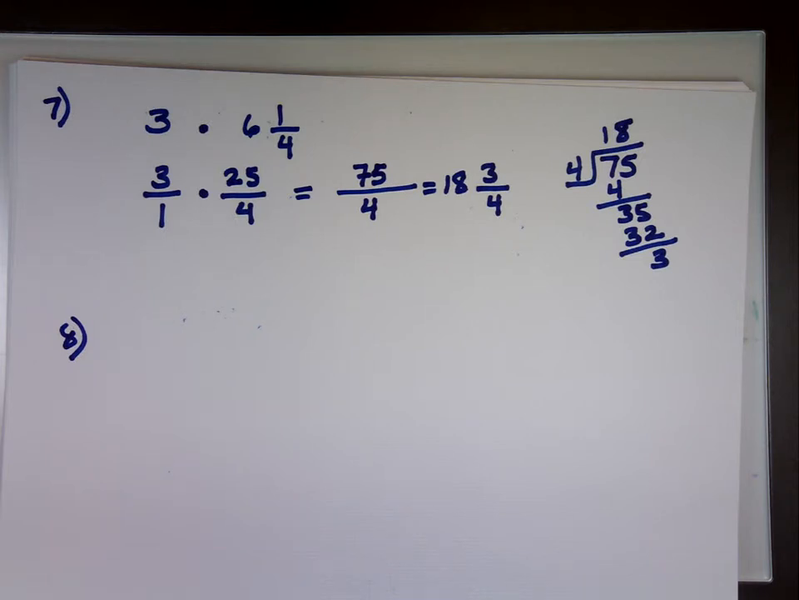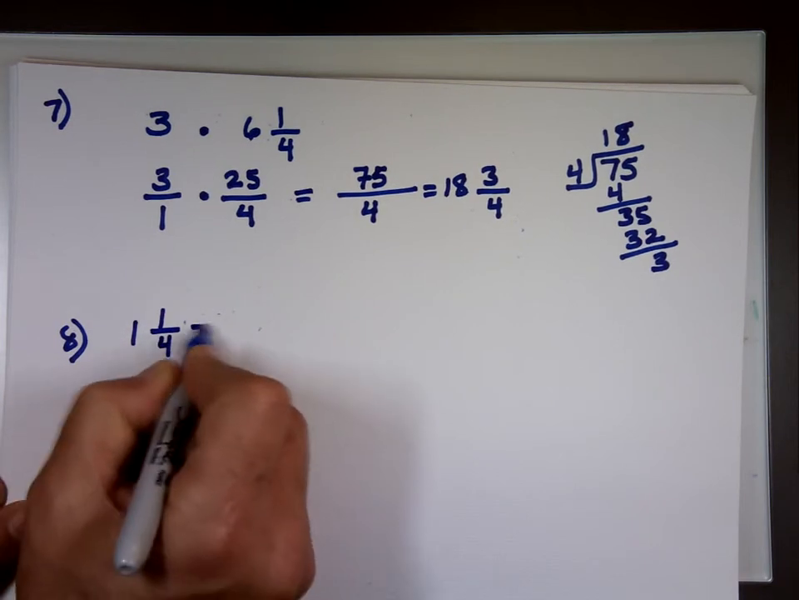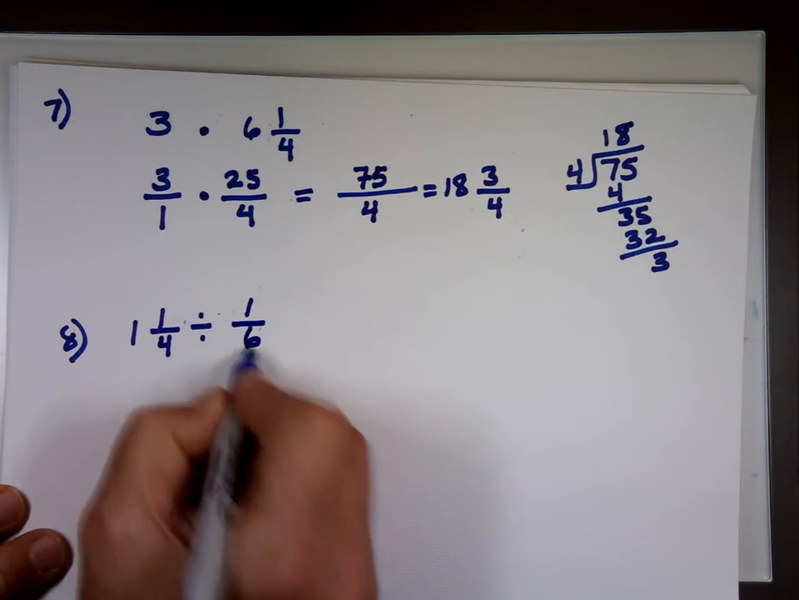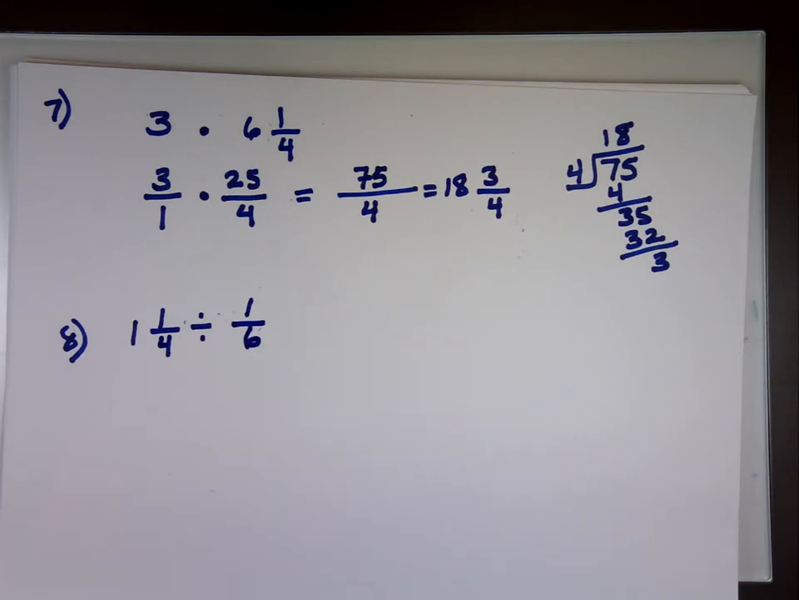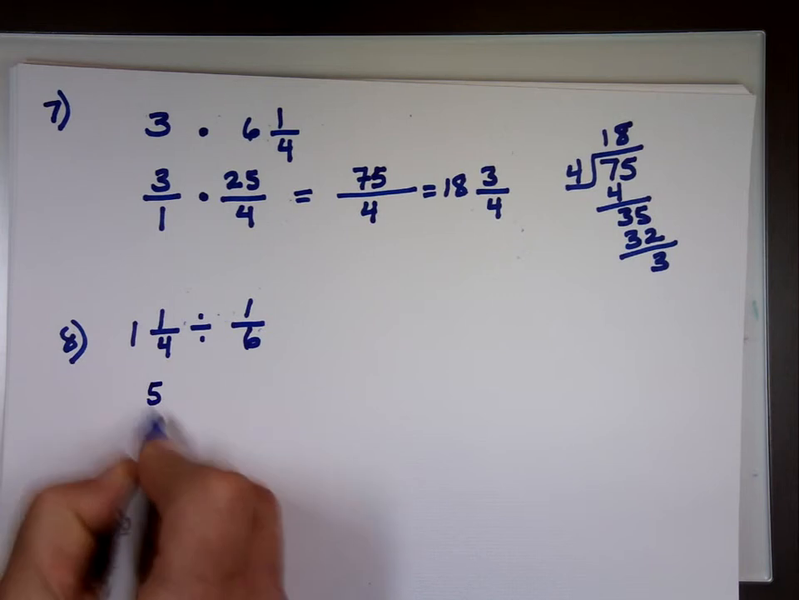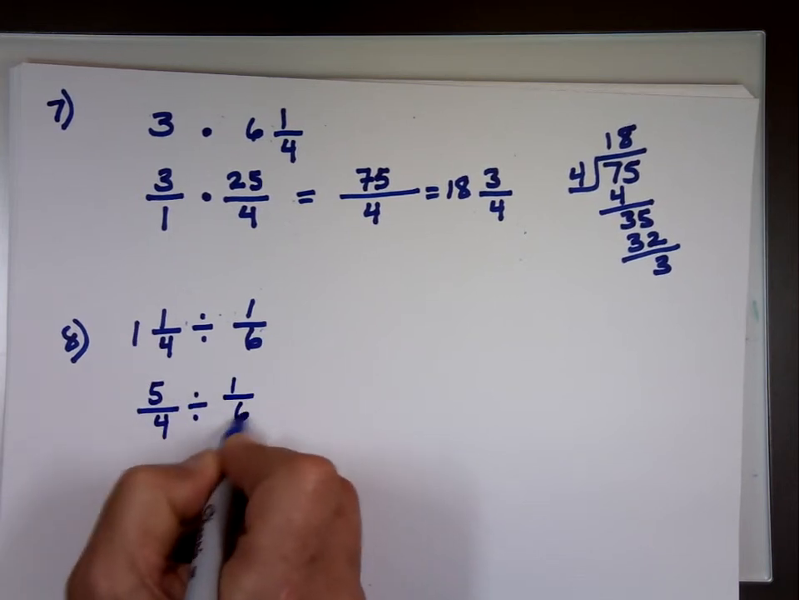Next question. Divide 1 1/4 divided by 1/6. Change this to an improper fraction. 4 times 1 is 4, and 1 is 5, so 5 over 4 divided by 1/6.